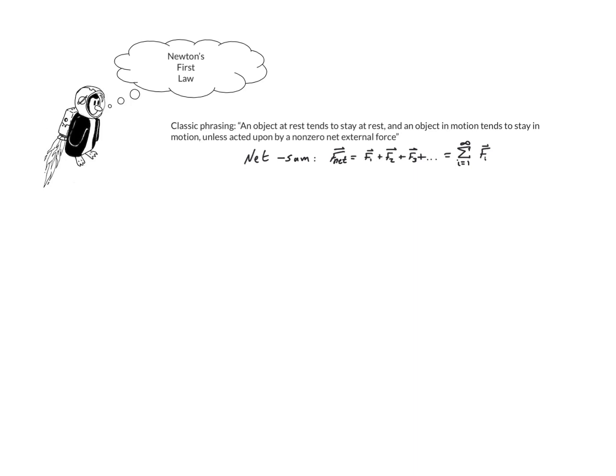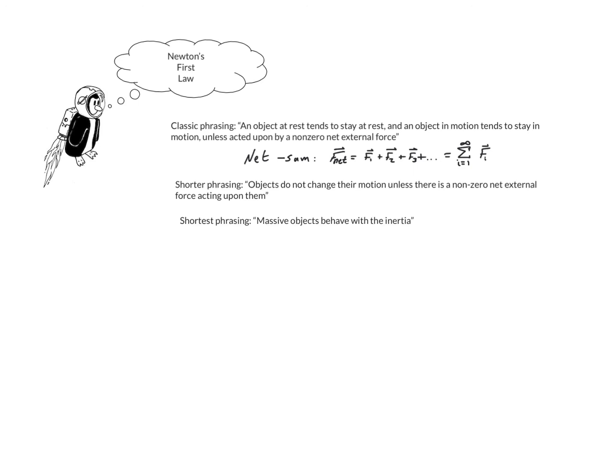A slightly less clunky way of phrasing the first law is as follows. Objects do not change their motion unless there is a non-zero net external force acting upon them. In other words, things tend to just keep on doing what they're doing unless something comes along and pushes them or pulls them. An even shorter way of saying the first law is any object with mass behaves with inertia. For this reason, the first law is often referred to as the law of inertia. Of course, that definition isn't too useful if you don't know what inertia is. Remember, inertia is just a property of an object, and its resistance to change in motion.